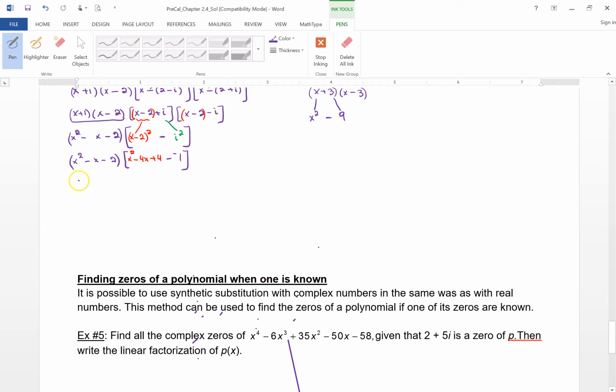So at the end of the day, I have x squared minus x minus 2, still ignoring, x squared minus 4x plus 5. Do we all agree? Yeah. Minus 4x plus 5.